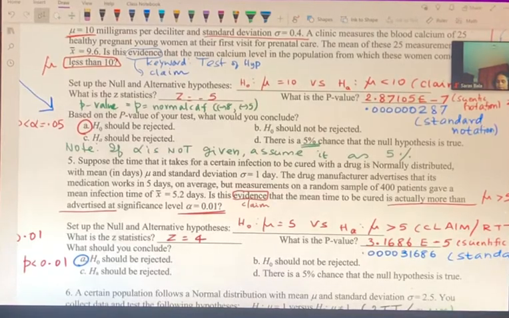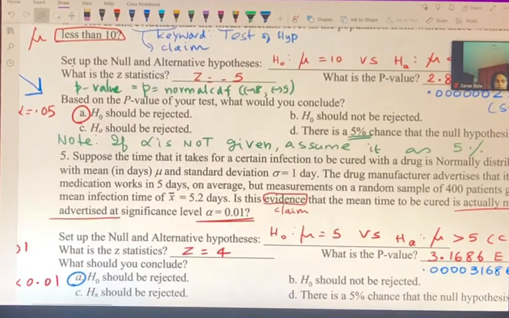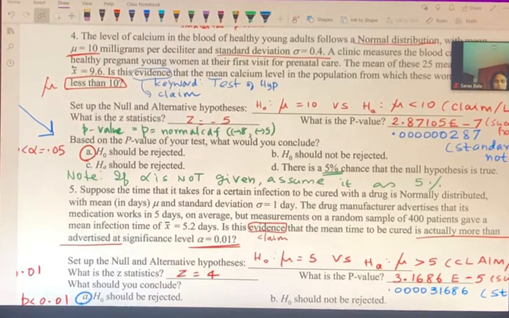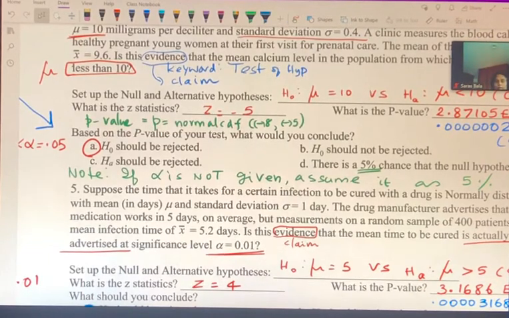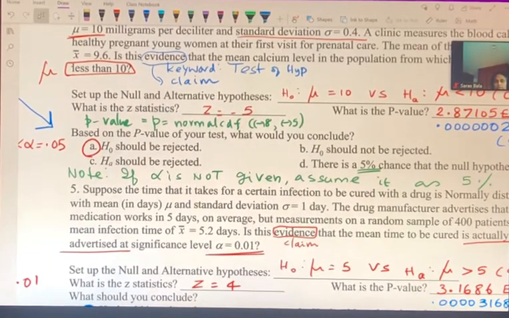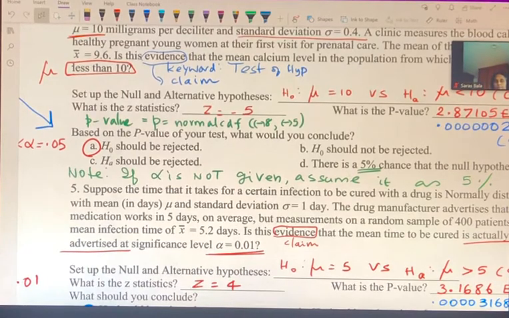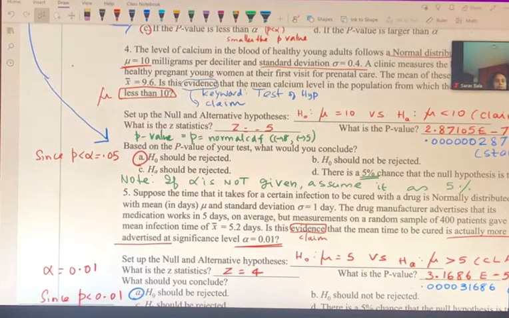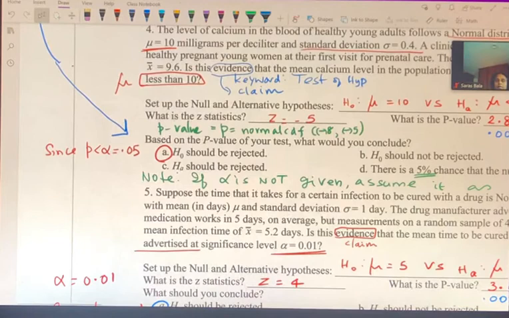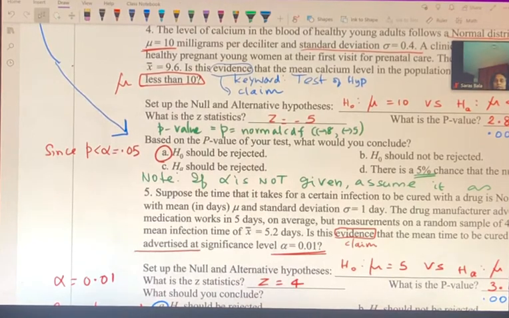All right. So based on the p-value of your test, what would you conclude? I would say that my null hypothesis is going to be rejected. So that is the correct choice. Out of the 4 options given, I'm going to eliminate every single option except the first option. Since my p-value is less than alpha, I am going to be rejecting the null hypothesis.